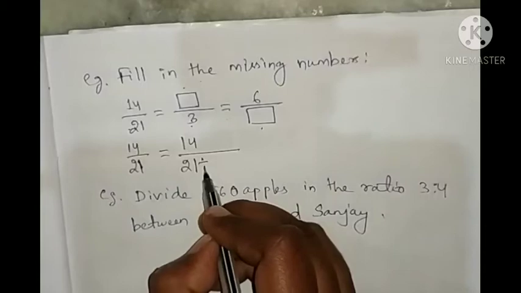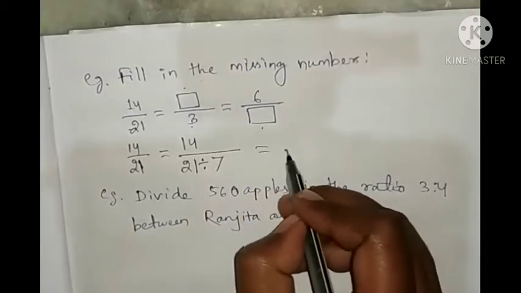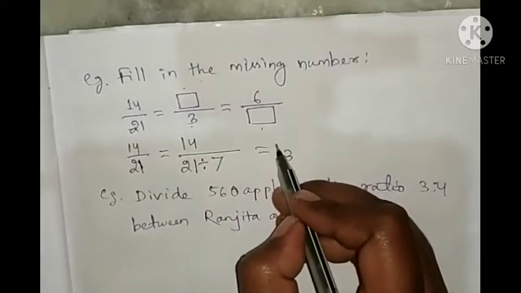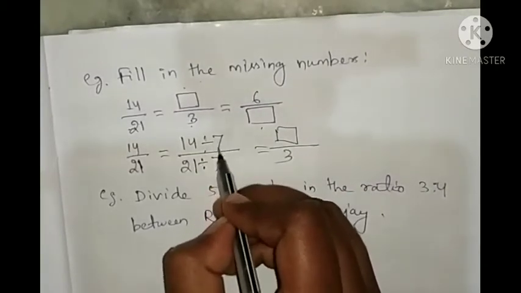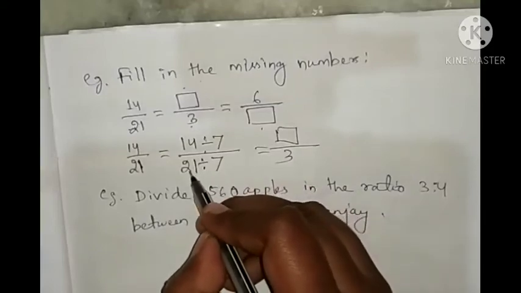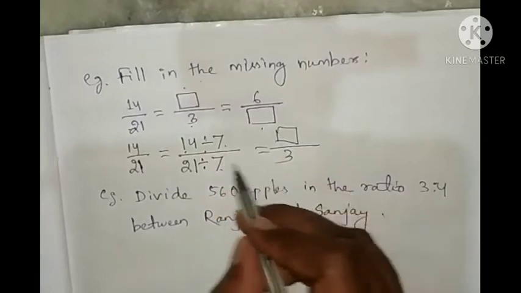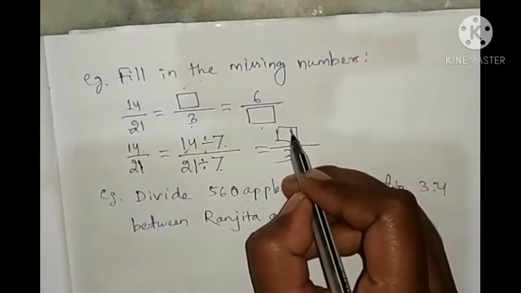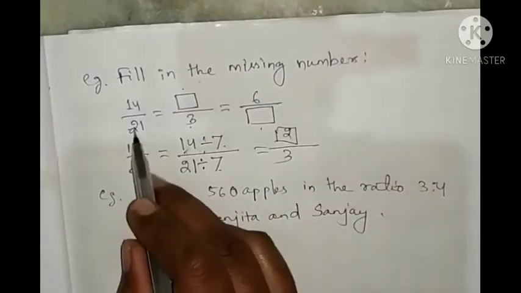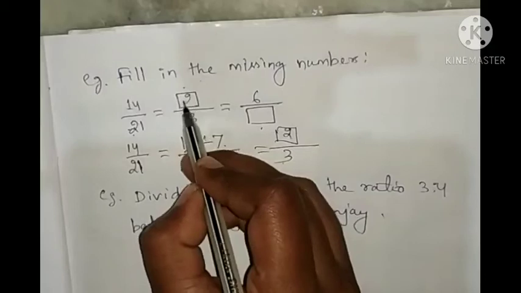If I divide 21 by 7, what will I get? 3. So above also I will divide by 7. If I am dividing the denominator by 7, I will divide the numerator also by 7. If I divide the numerator by 7, how much am I getting? That is 2. So the equivalent fraction of 14 by 21 is 2 by 3. So here I'll fill in 3.